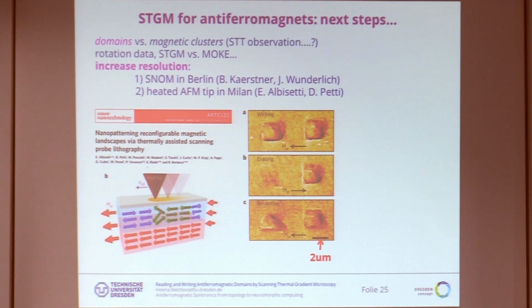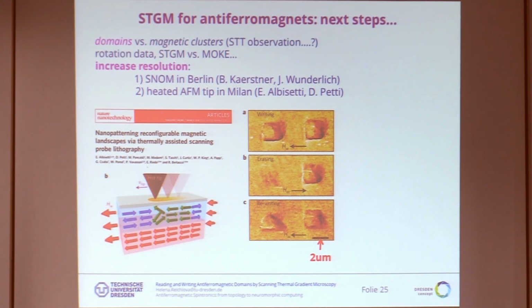The rotation data are suggesting it, and as I also mentioned, one advantage compared to MOKE is that the resolution can be relatively easily pushed down, and this is how we are keeping ourselves busy right now. The first plan is that Jörg in Berlin will employ his SNOM approach, and the second is that we have colleagues who have a setup where the AFM tip is heated. At the same time, a magnetic field can be applied, and they are employing this setup to rewrite exchange bias samples, drawing beautiful patterns with a resolution of 10 to 15 nanometers.